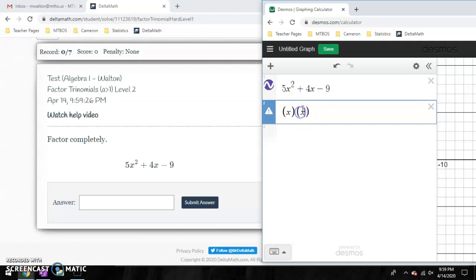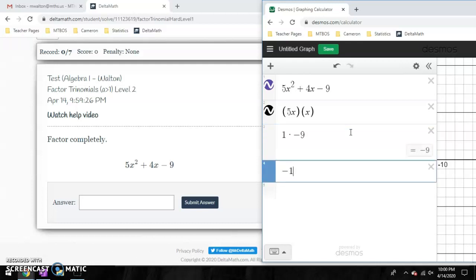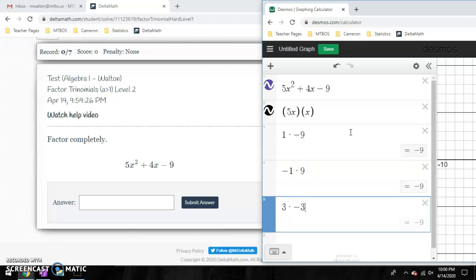X times x is x squared, but since this is 5x squared, I'm going to need a 5. Now what do we do about this negative 9? Well, let's go back. We have a ton of different options for negative 9. First off, we could do 1 times negative 9 is negative 9. We could do negative 1 times 9 is negative 9. But also we could do 3 times negative 3.